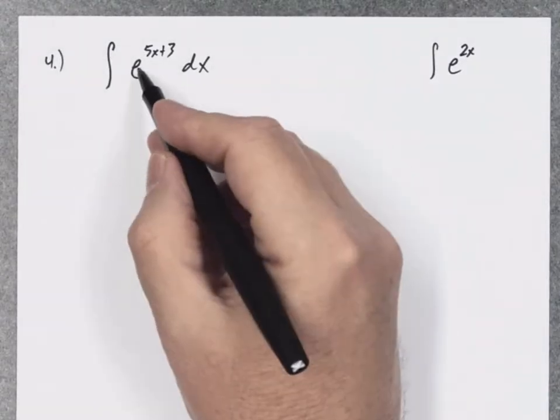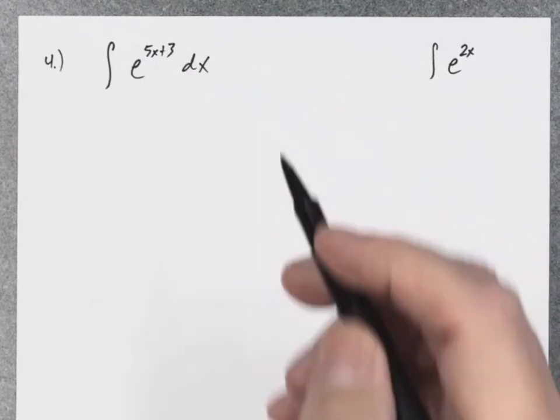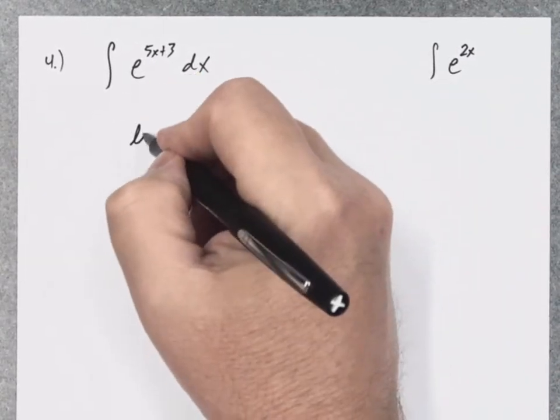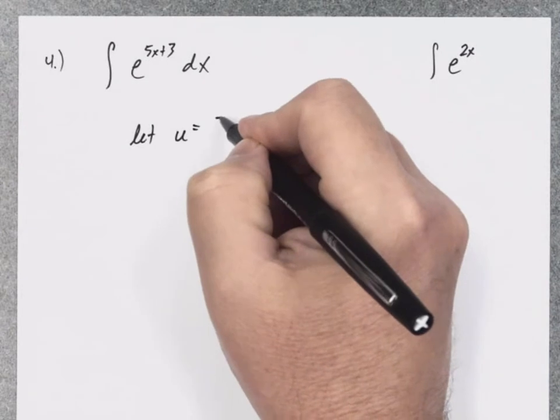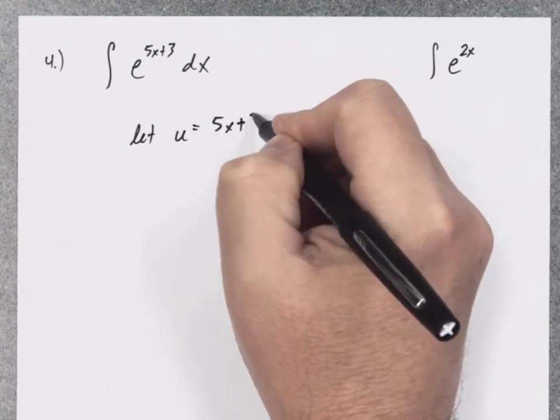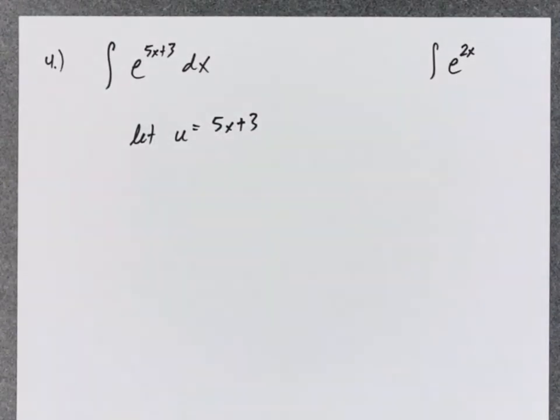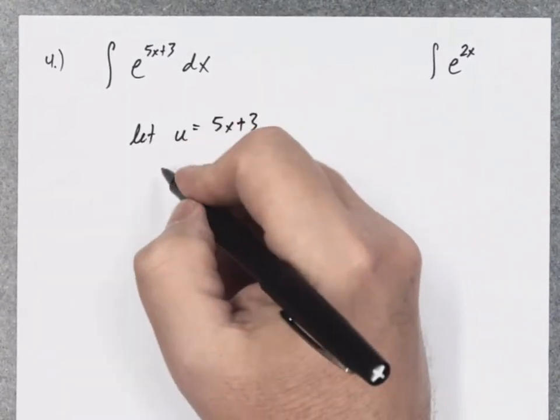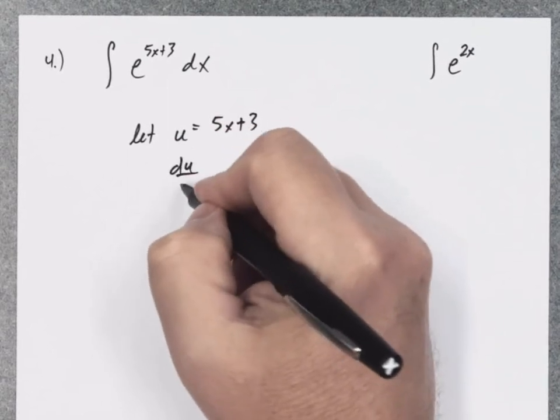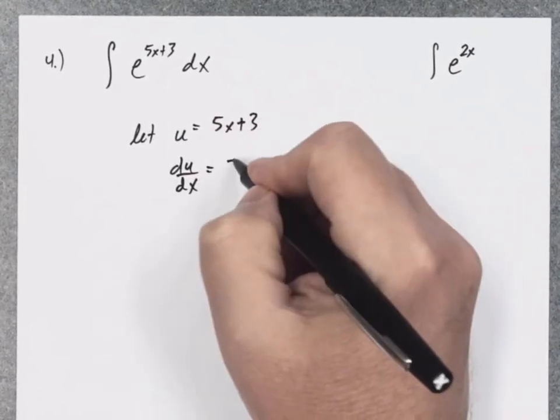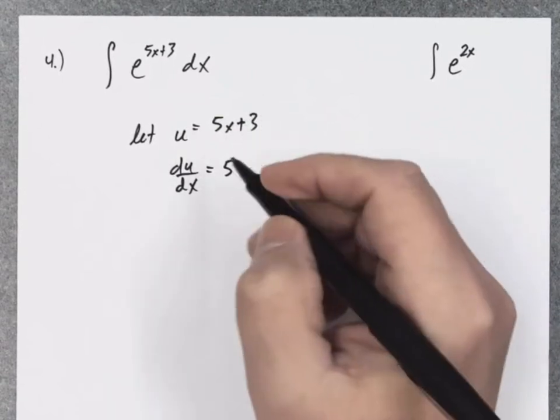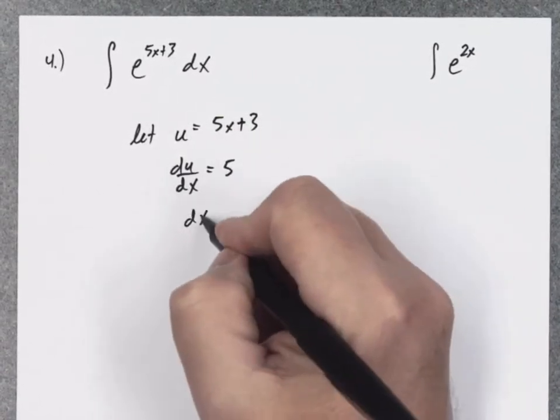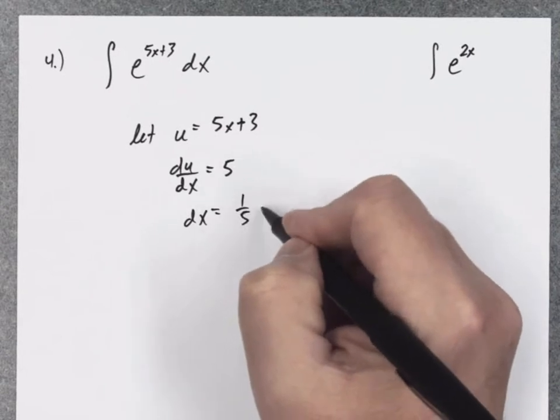Now in this case, when you have e to some kind of expression, the first step is to define the u. The best place to start is to take that exponent and call that u. So I'm going to let u equal this exponent, and then you go through the steps. If you're looking at your notes, the next thing you do is take the derivative du dx. Once again, very straightforward. I want to solve for dx. I can swap these and put the 1/5 out front.